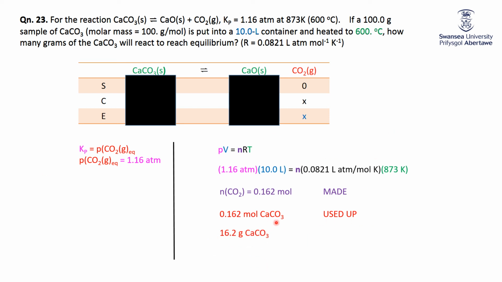And the molar mass of calcium carbonate is one of the nicest ones out there. It's 100, as long as you go to just the nearest whole number. So 100 grams per mole times 0.162 moles means that we have used up, reacted 16.2 grams of calcium carbonate. Fun, fun, fun when you cut through all the verbiage.